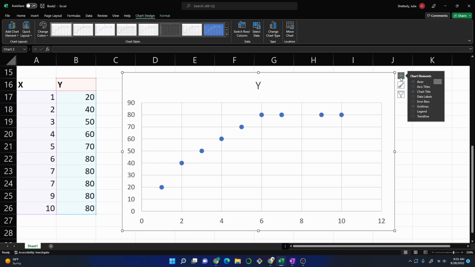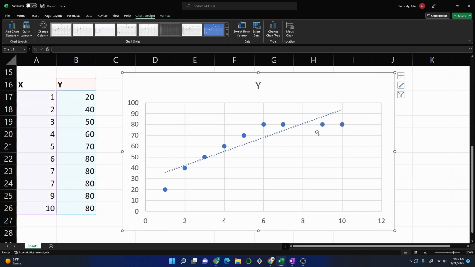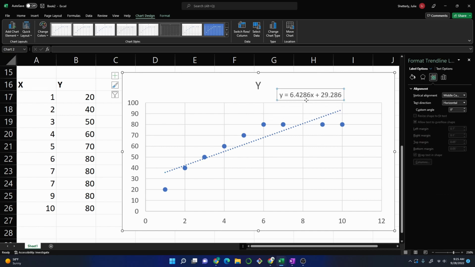So we're going to, under our chart design or our chart itself, add a chart element, or you could do so by clicking the plus button over here, and we're going to select trend line, and we want a linear trend line. We want to see that equation, so we're going to double click our trend line and display the equation on the chart. And there we have it, 6.4286 times X plus 29.286. This is our line of best fit, which you can see that slope is positive, which means it's a positive correlation. Let's go back and write this equation on our worksheet.